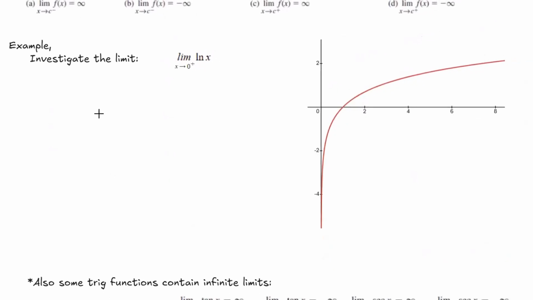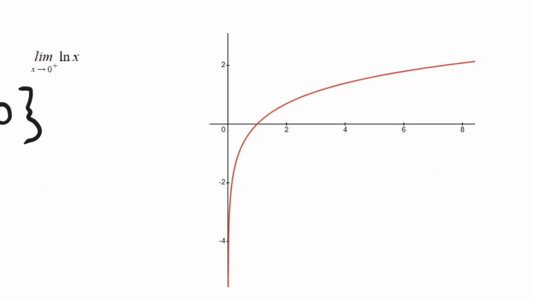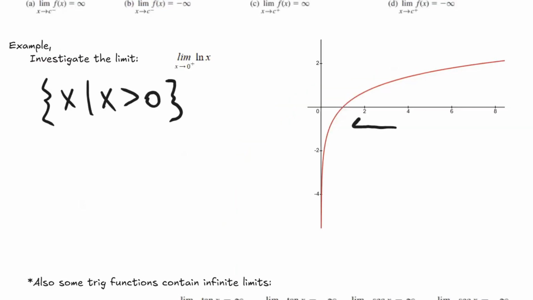So we'll investigate the limit of natural log x as x approaches 0 from the right. Now, remember, the domain of natural log x is x such that x is positive, so it's greater than 0. The graph of natural log, if we look at it, becomes unbounded in the negative direction as x approaches 0 from the right. And so we would say that the limit is equal to negative infinity.